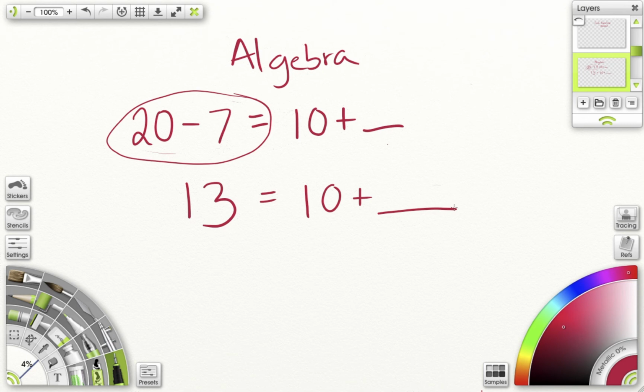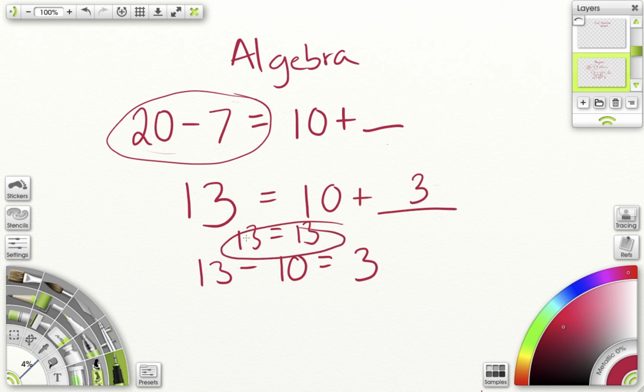How can I figure out what that blank is? Well, I can count because I know it has to equal 13. So I can count 10, 11, 12, 13. I can count on my fingers. Or another solution is to take 13 and minus 10. That will give me my blank number. So 13 minus 10 equals 3. So is my equation balanced here? I have 13, it equals 10 plus 3 equals 13. Is it balanced? Yep. So 13 equals 13. It works.